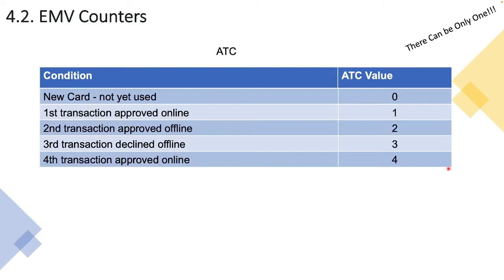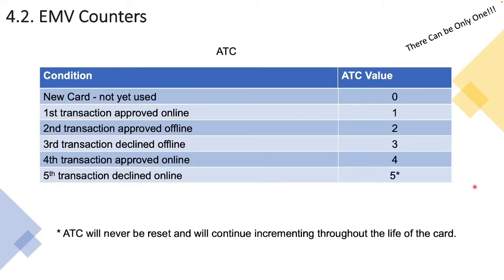Bob finally gets his chocolate eclairs, and the ATC value has once again incremented by 1. The value is now 4. And on the 5th try, he's gone to the shop next door and attempted to buy something else. The transaction has gone online, but maybe Bob has spent a bit too much, he doesn't have sufficient funds, and so his bank has declined the transaction. When the transaction is complete, the card would have updated the ATC value to 5. Okay, and just to reiterate, ATC will never ever be reset and will continue incrementing throughout the life of the card.